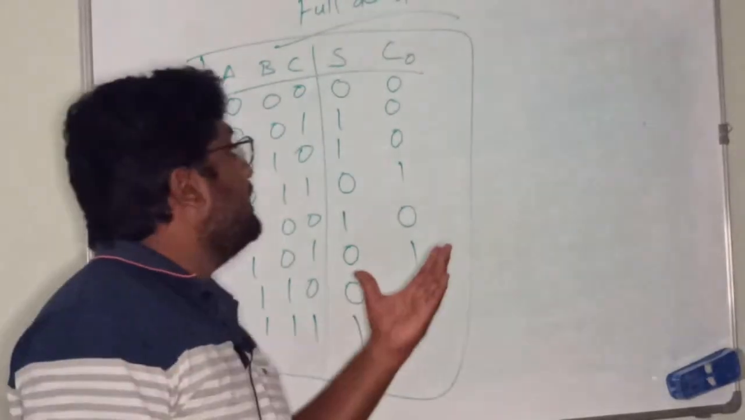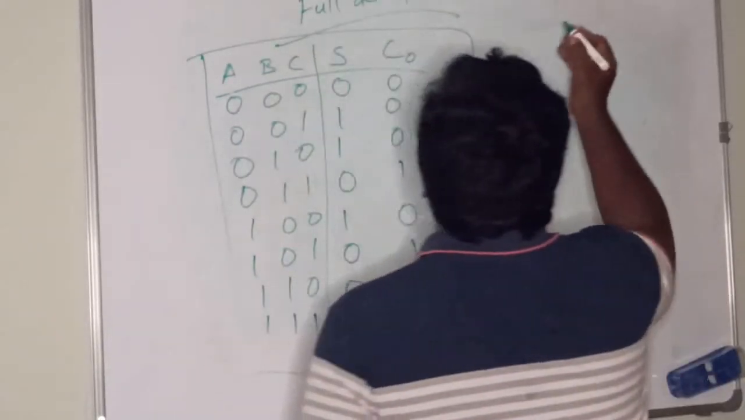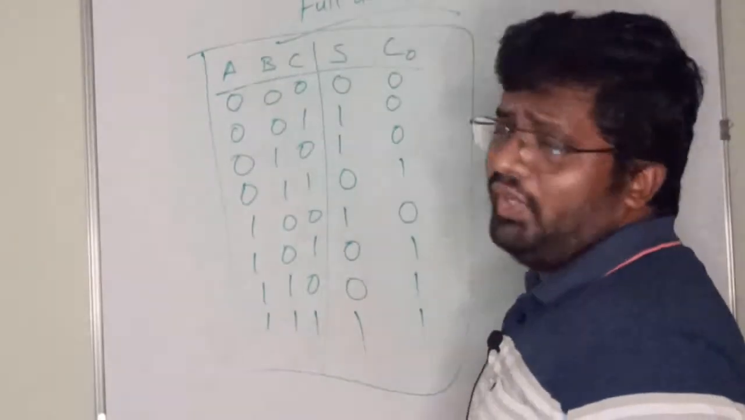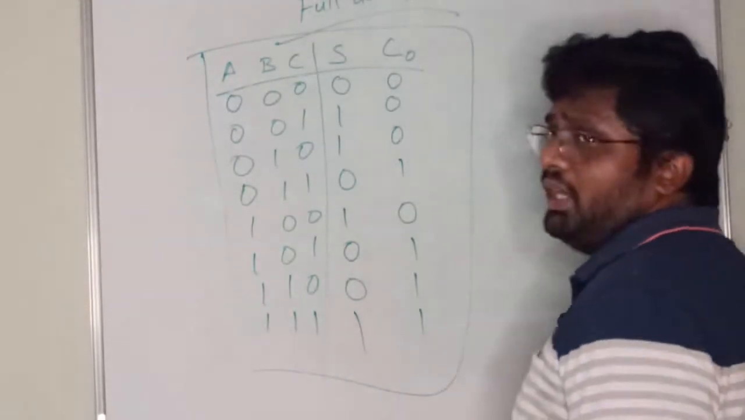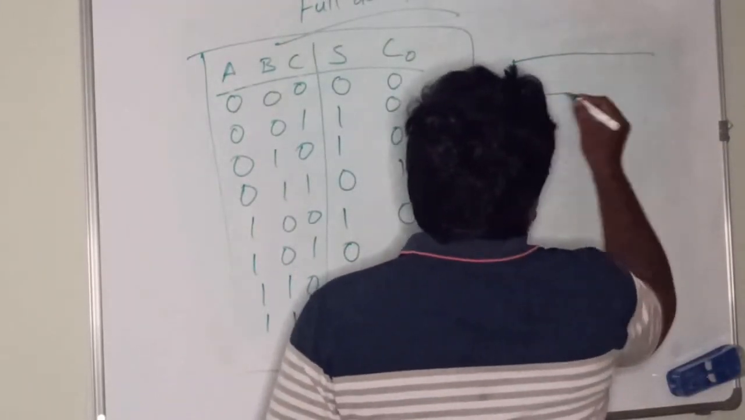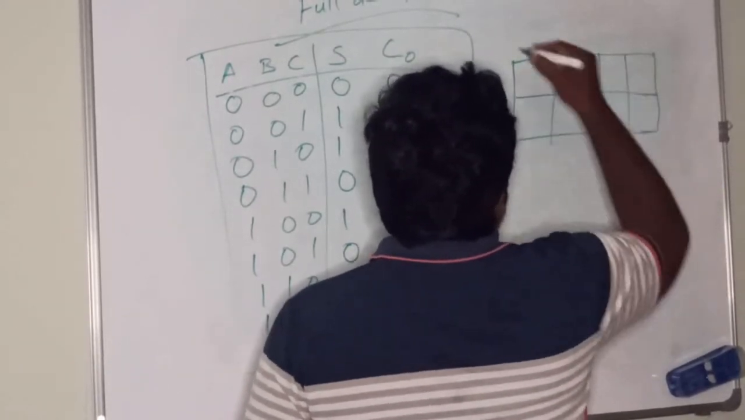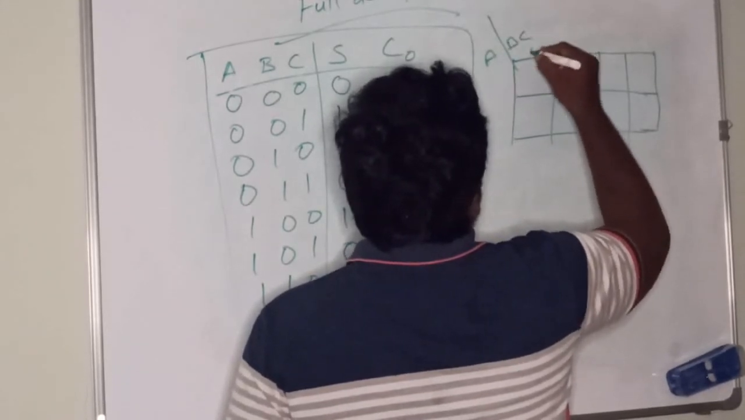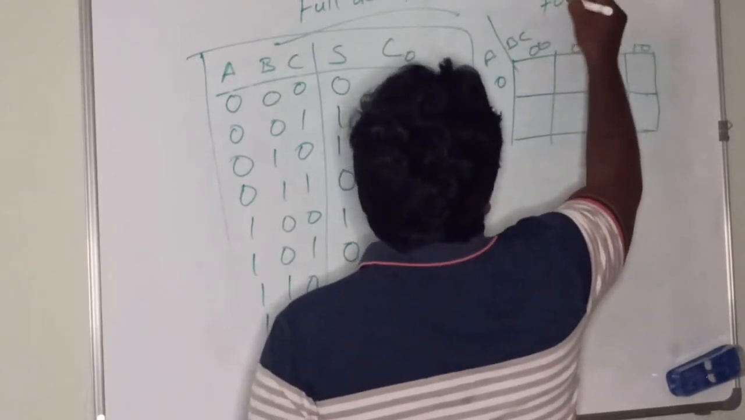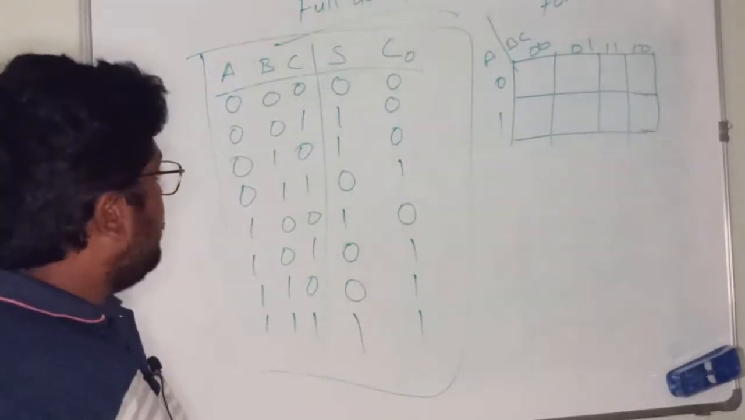So now we need to minimize this truth table by using a K-map. So for sum, here we are having 3 inputs, so we need to minimize it by using a 3 variable map, right? That is, it is having 8 squares. 0, 0, 0, 1, 1, 1, 1, 0 and 0, 1, and this is for sum.